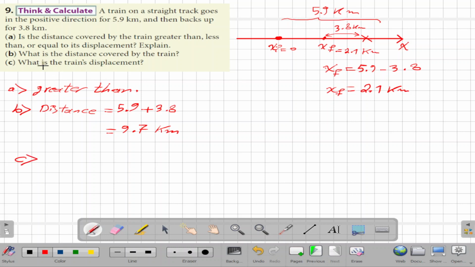Okay, part C. What is the train's displacement? We know that the displacement is the net change in position. So delta x is equal to x final minus x initial. We can simply apply this formula, taking into consideration only the final position and the initial position. The final position in this situation is 2.1. The initial position is 0. So the displacement is 2.1 kilometers. So this is the displacement.